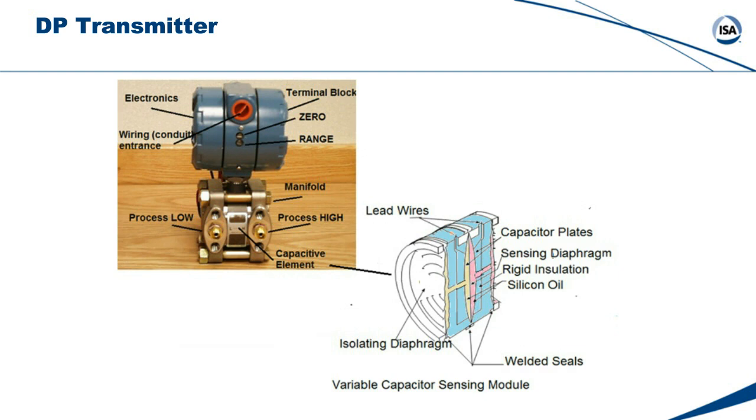The silicon oil between the isolating diaphragm and the sensing diaphragm allows the pressure signal to be transferred to the sensing diaphragm. As the distance between the sensing diaphragm and the capacitor plates changes, a small electrical potential is developed across the lead wires, according to Faraday's law. This type of pressure transmitter is called a capacitive pressure transmitter. Also note the zero and span adjustment screws on the face of the transmitter. These will be used to calibrate the sensor, and we will discuss calibration just a little bit later.